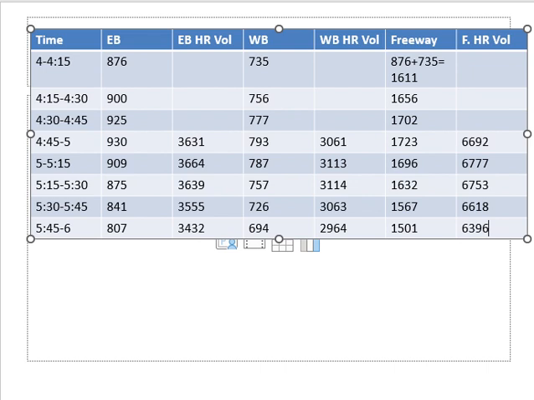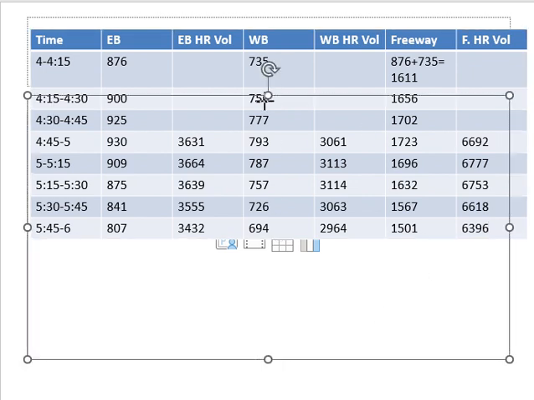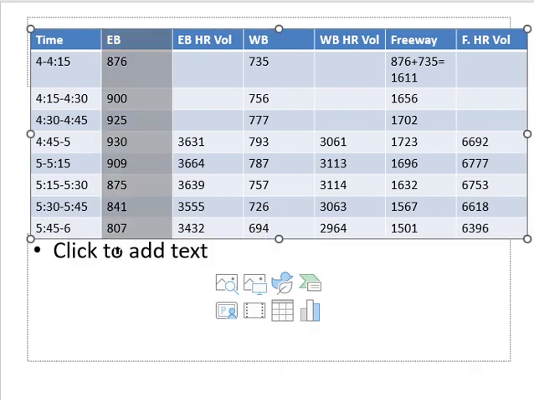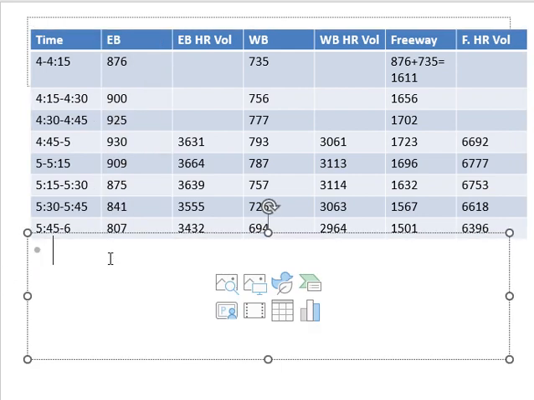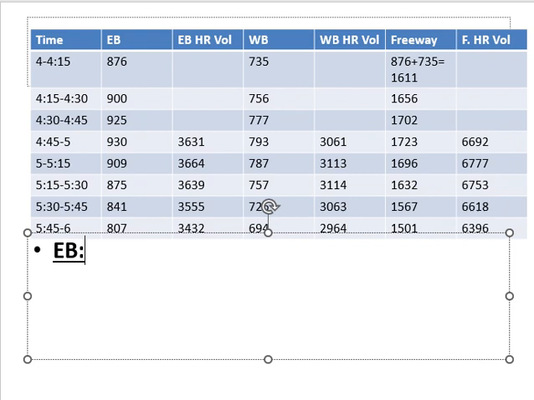Okay, same here. Now they are asking for peak hour. Which of these values represents the peak hour? We started with eastbound, let's say. Okay, so for eastbound, which value is the peak hour? Peak hour means the volume would be the highest. Which one is the highest? 3664, right? 4 to 5. 4:15 to 5:15. Very good.